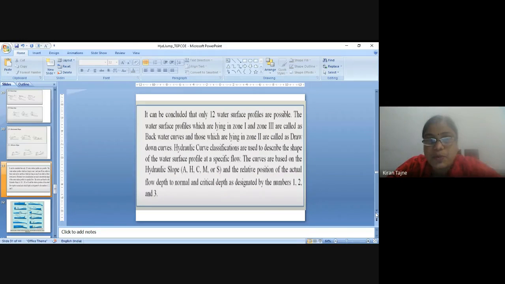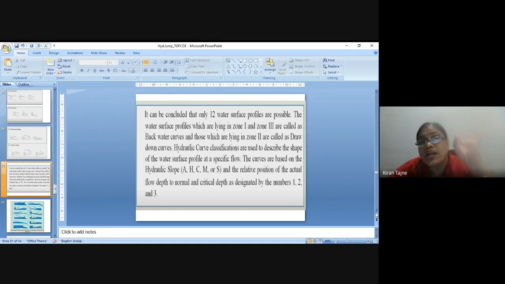The water surface profiles which are lying in zone 1 and zone 3 are called backwater curves. The surface profiles which occur in zone 1 and zone 3 are called backwater curves, and those which are lying in zone 2 are called drawdown curves. So there is a difference: backwater curves occur in zone 1 and zone 3 and drawdown curves occur in zone 2 only.